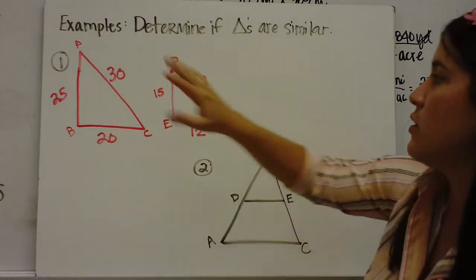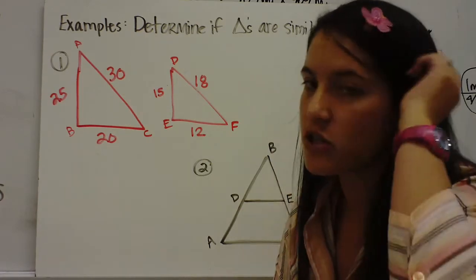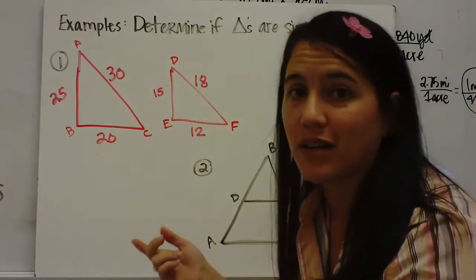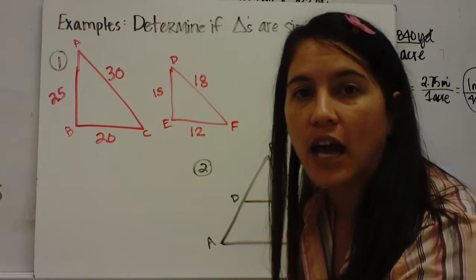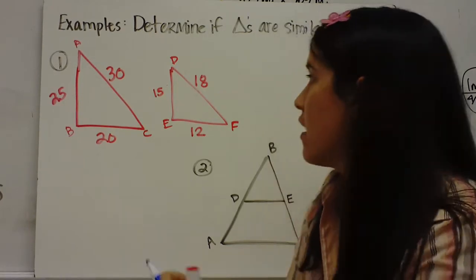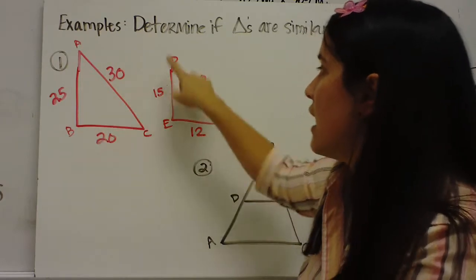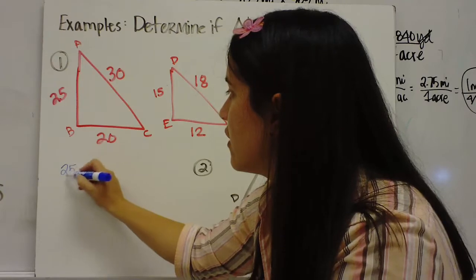Determine if the triangles are similar. So I've given you some triangles, and I don't know if they're similar, so let me show you how to determine if they are similar. These, we do not have any angles. It'd be really easy to look at the angles. We don't have any angles, so we're going to have to look at the sides. Are they proportional? So we look at first this, AB and DE. So we're going to start making a ratio, 25 to 15.